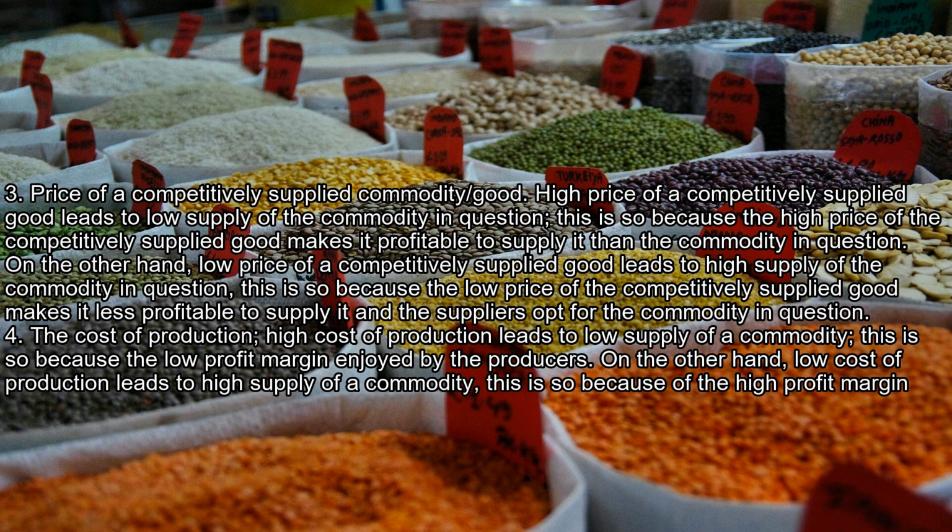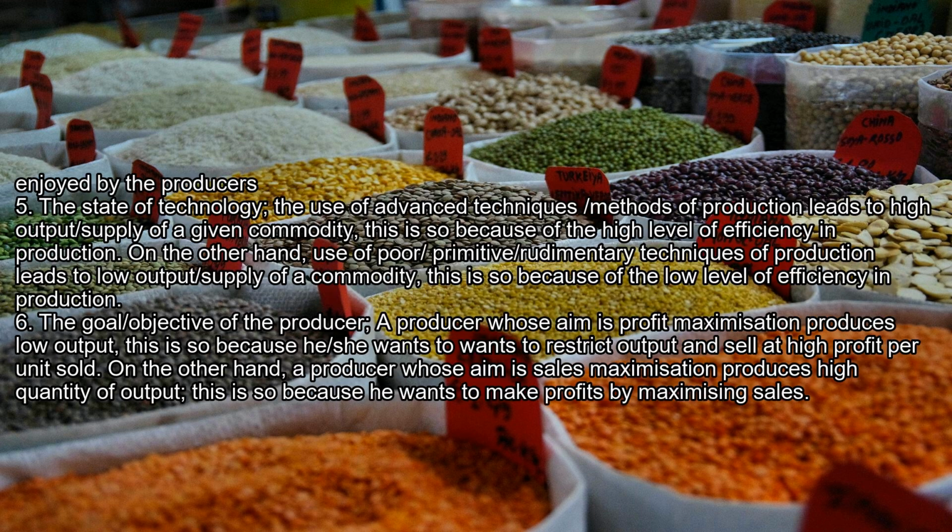4. The cost of production. High cost of production leads to low supply of a commodity. This is so because of the low profit margin enjoyed by the producers. On the other hand, low cost of production leads to high supply of a commodity. This is so because of the high profit margin enjoyed by the producers.